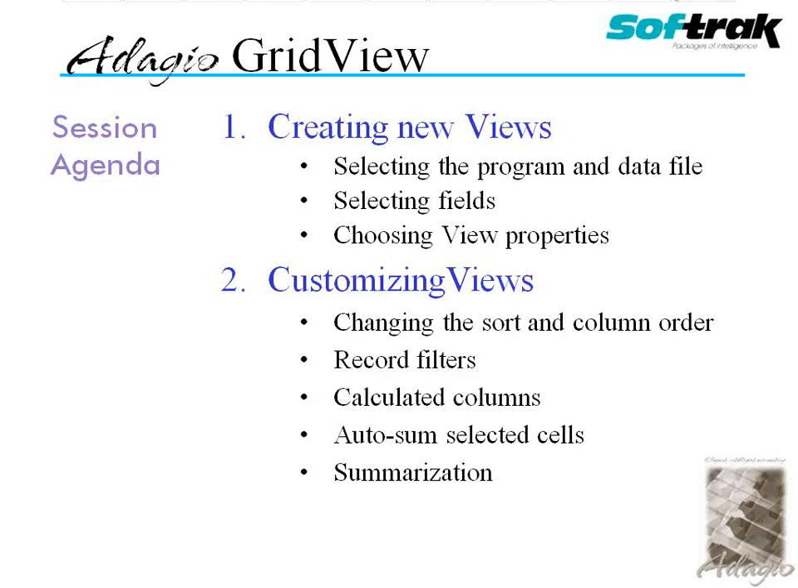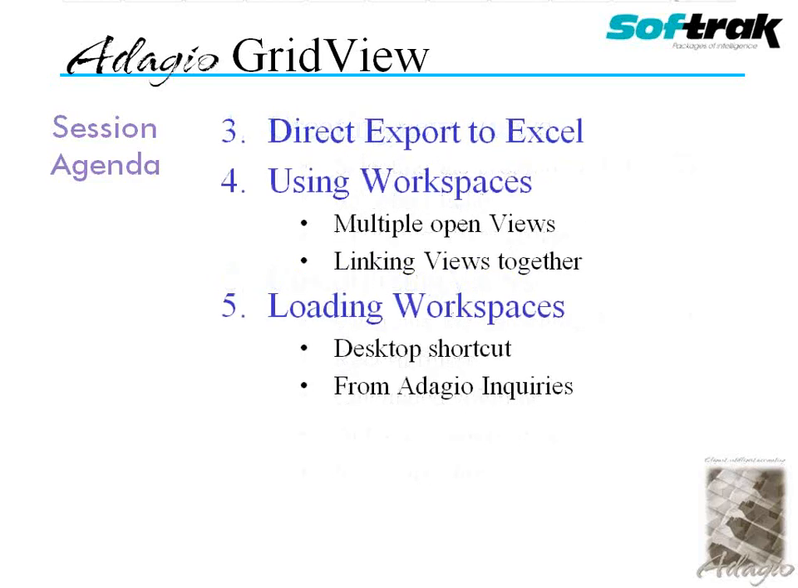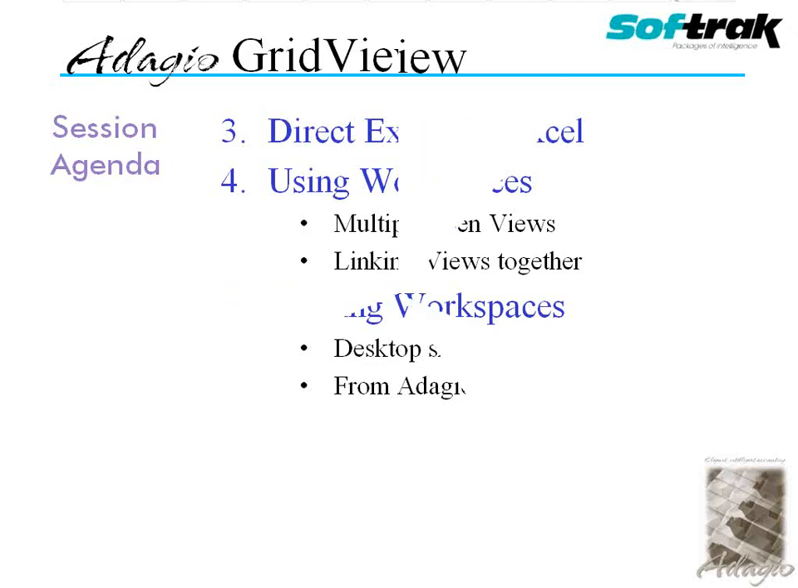So if you want to have one row per customer, or one row per item, or one row per order, those are the ways that you can summarize. We'll take a look at how to send the information in your GridView directly to an Excel spreadsheet. And we'll also look at how to combine two or more inquiries together in something called a workspace, so that not only can you show them together, but you can also connect them as well. That's what we plan on covering over the next 45 minutes to an hour or so.